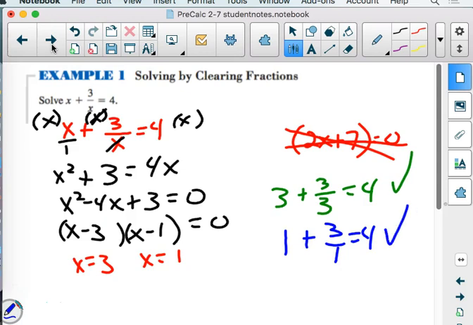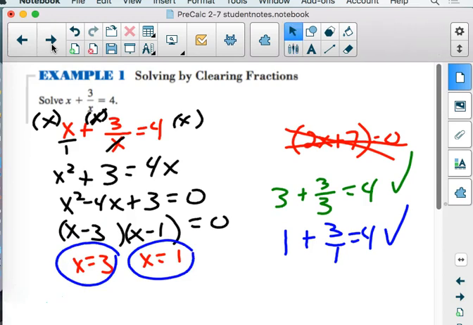So we check it. And like I said before, you can check these with a graphing calculator, but this one, it would be totally silly to do this. The math is so basic. Just do it with the algebra, and you know, hey, these are both good. Those are both solutions.